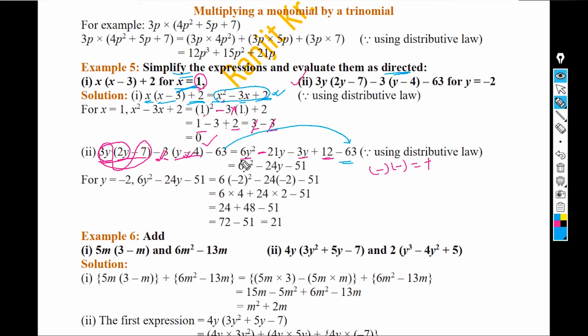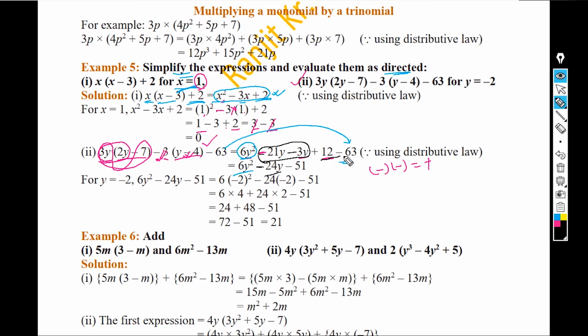The term of y square is only 1, that is 6y square, and you have two terms containing y, both are negative now, minus 21y and minus 3y. Then add these numbers, you will get 24y, and both having negative sign, then put minus sign before 24y.